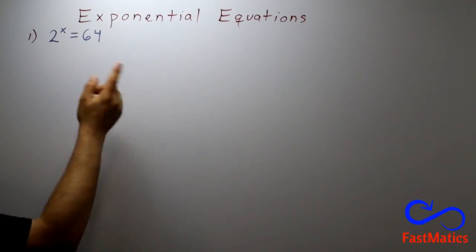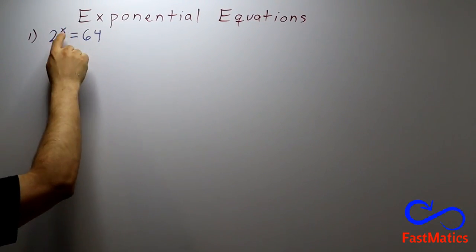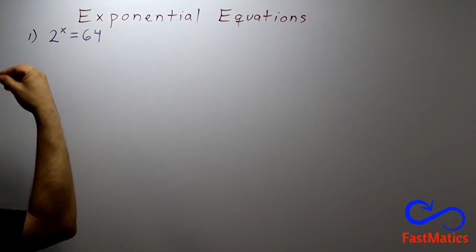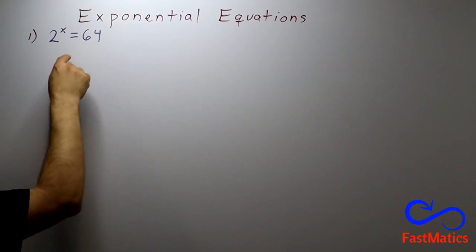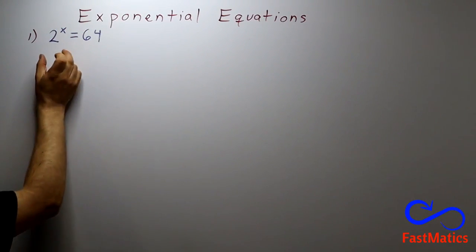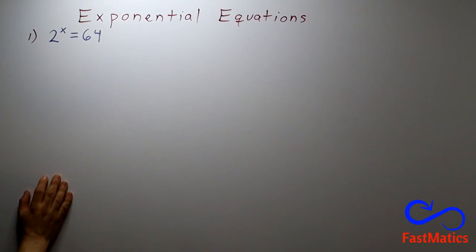Follow me please. First of all, we are going to identify that we have an equation because here we have the equal sign and here we have an exponent that is a letter. Always you need letters in the exponent and the equal sign with an expression on the left side and an expression on the right side.